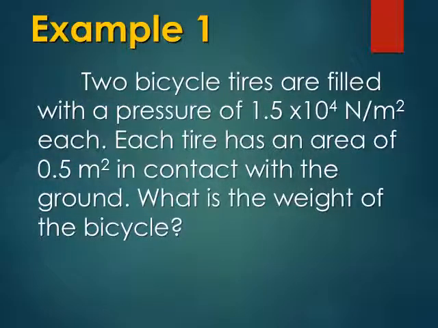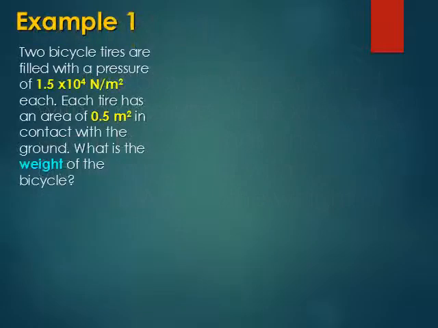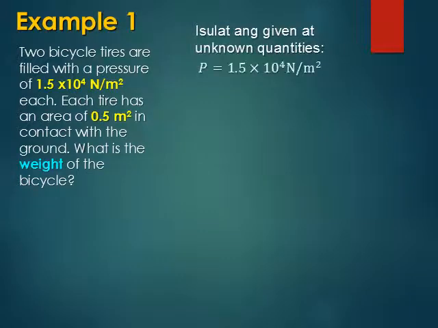Okay, so let's have an example here. So, 2 bicycle tires are filled with a pressure of 1.5 times 10 to the 4th Newton per square meter each. Each tire has an area of 0.5 square meters in contact with the ground. So, what is the weight of the bicycle? Okay, so susulat muna natin again lahat ng given natin. So, you have a pressure of 1.5 times 10 to the 4th Newton per square meter, and then you have an area of 0.5 square meters, and you have the value of the force as the unknown value.